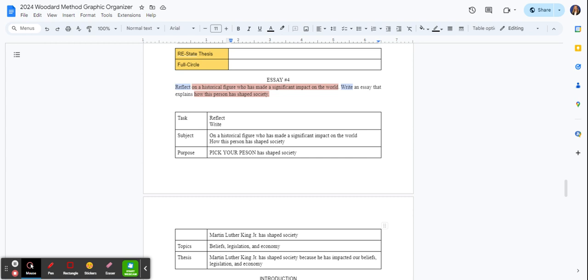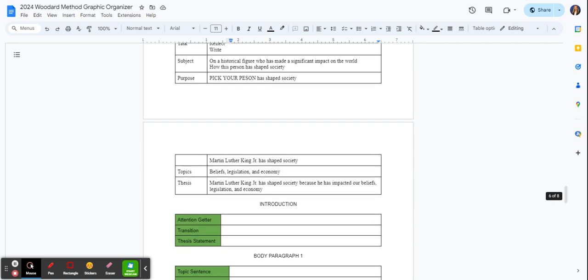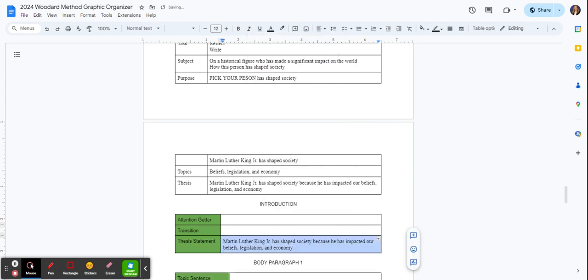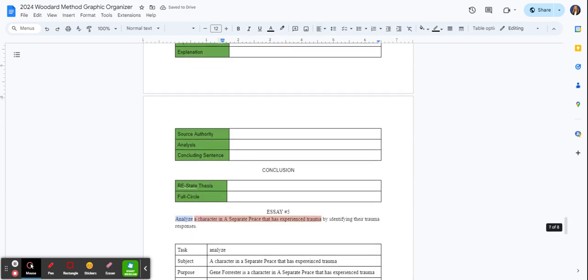And essentially we're able now to create our purpose because our topic suggests that the primary subject is how this person has shaped society. So then when we write our purpose, we name the person: Martin Luther King Jr. has shaped society, and then we have our 3 topics. So our thesis statement ends up being Martin Luther King Jr. has shaped society because he has impacted our beliefs, legislation, and economy. So now that this is our thesis statement, we copy it and we paste it. And we go on to our final.